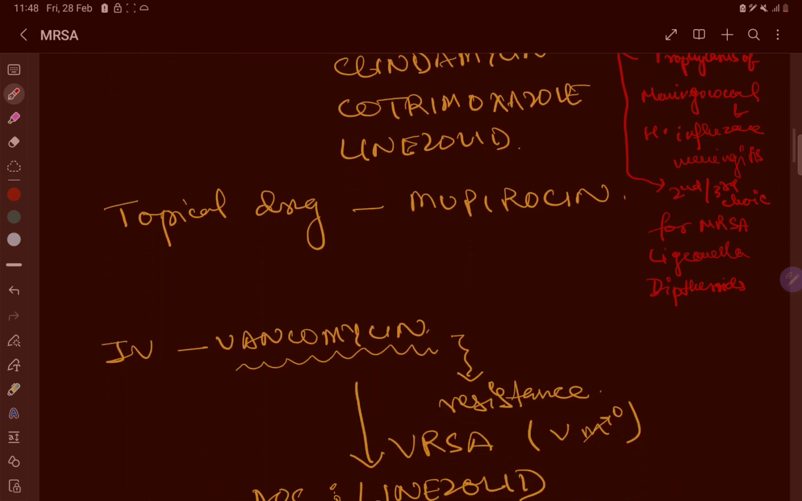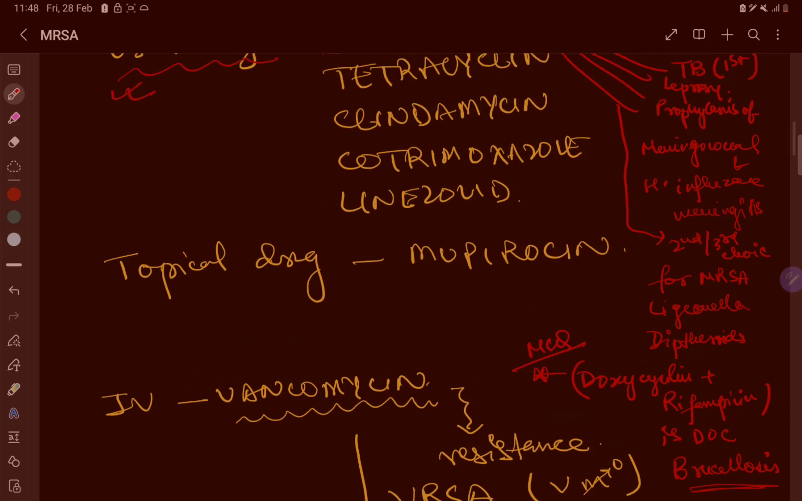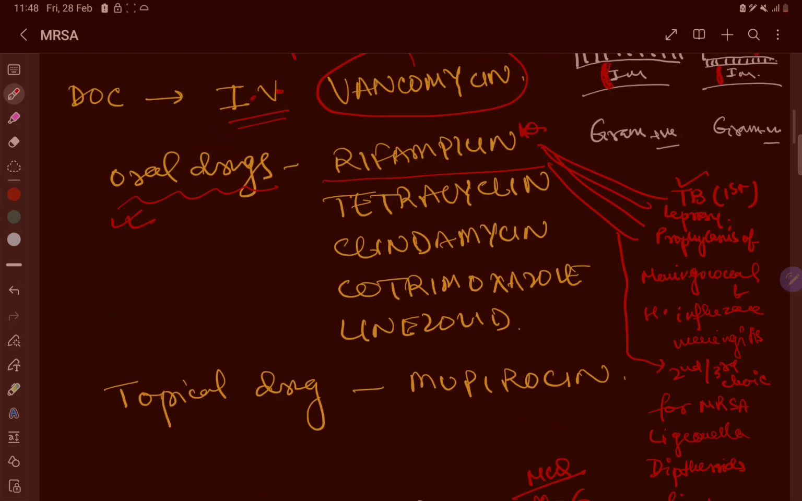Okay, now a very important question: apart from these, doxycycline plus rifampicin is the drug of choice. This combination is the first line therapy for brucellosis. This is a typical MCQ. So what are the 4 uses of rifampicin?